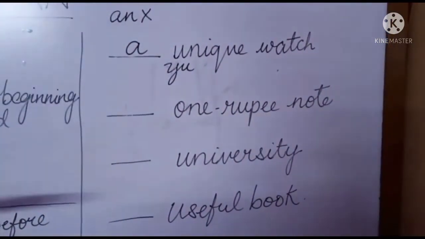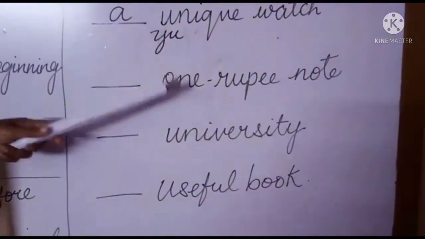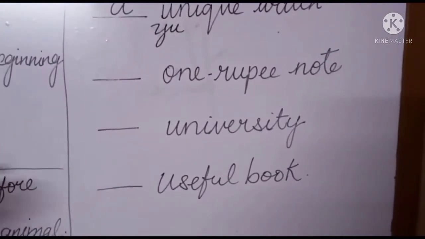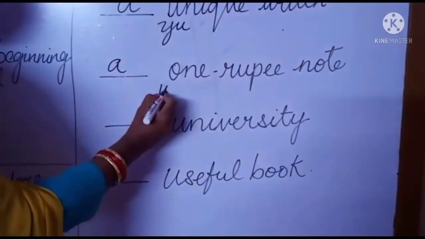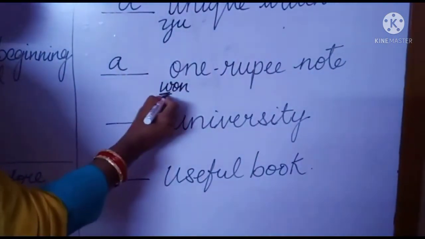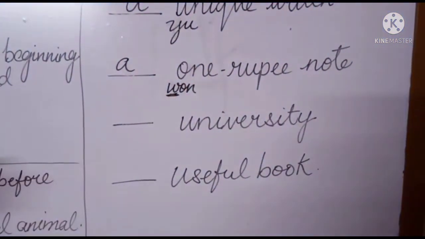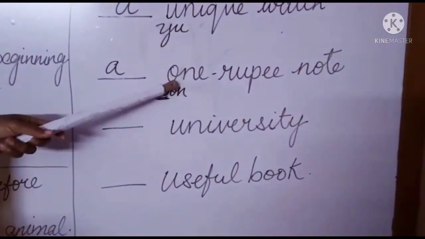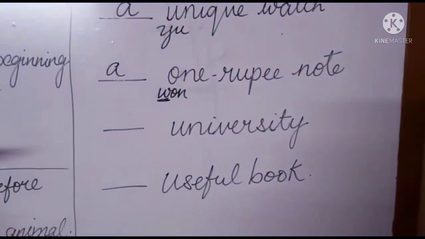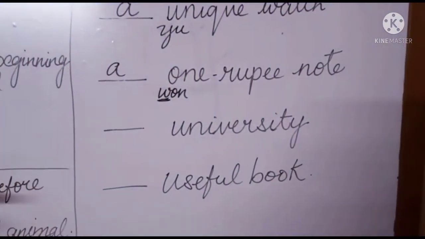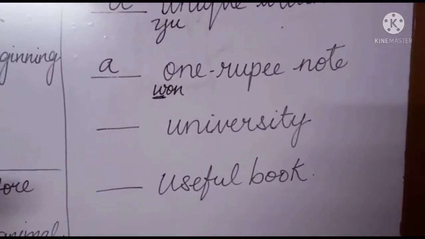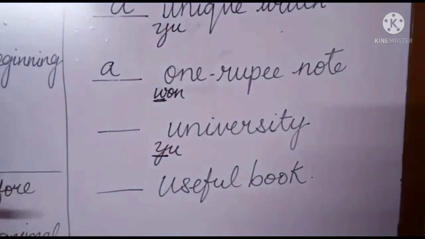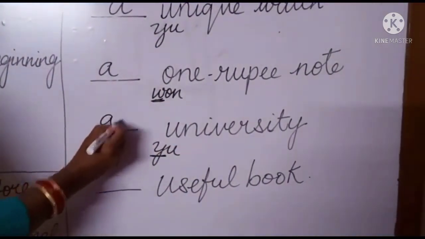A unique watch. Now, dash 1 rupee note. What are you going to place, A or "an"? A. Why? Because it has a "wa" sound. One. So you're going to use A before the phrase 1 rupee note. University. What will you use? Same as I told you, the "yu" sound, a consonant sound. So you use A.